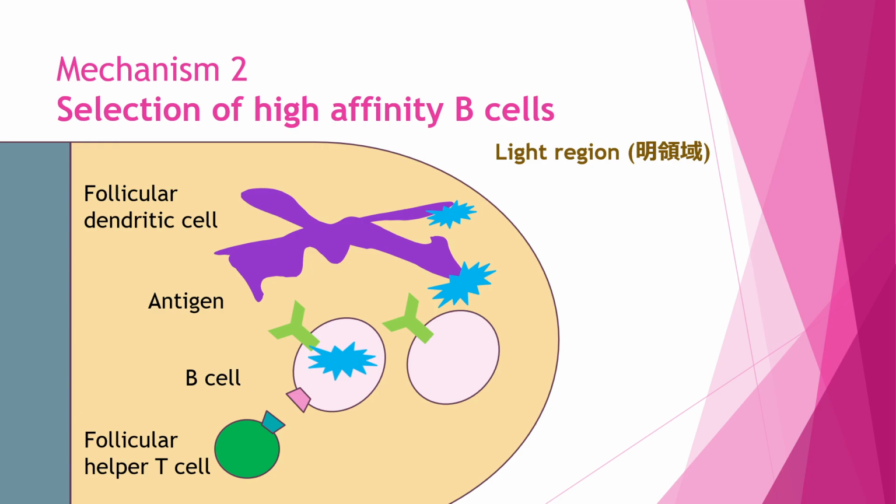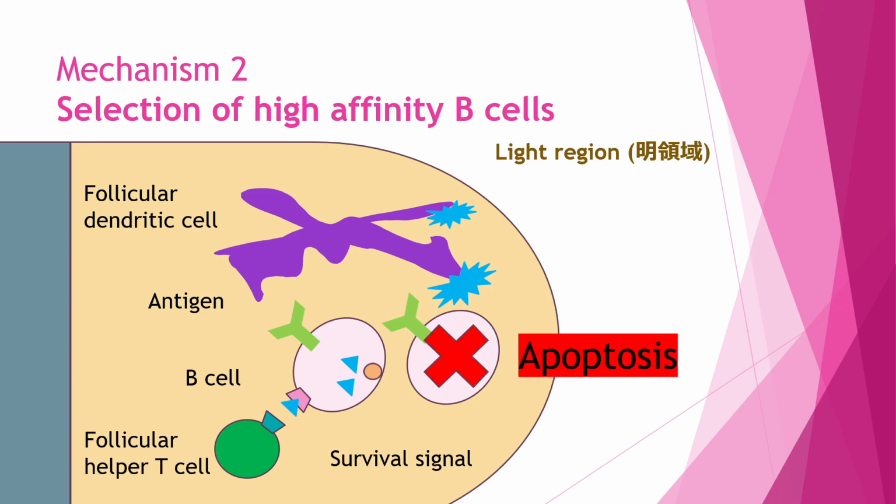The antigen is processed in the cells and then presented to follicular helper T cells, which then give a survival signal to the B cells. B cells that do not receive the survival signal undergo apoptosis and are eliminated. Therefore, B cells that can receive survival signals more efficiently survive. So B cells that produce antibodies with high antigen affinity survive.